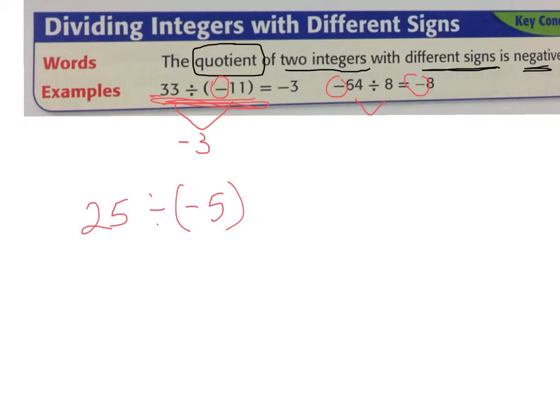In this case, 25 divided by 5 is 5, but I see that I have one negative and one positive, so my answer is going to be negative. If I had, let's say, negative 8, and I divided it by 2, 8 divided by 2 is 4, and I see I have one negative and one positive, so when that's the case, my answer is always going to be negative.